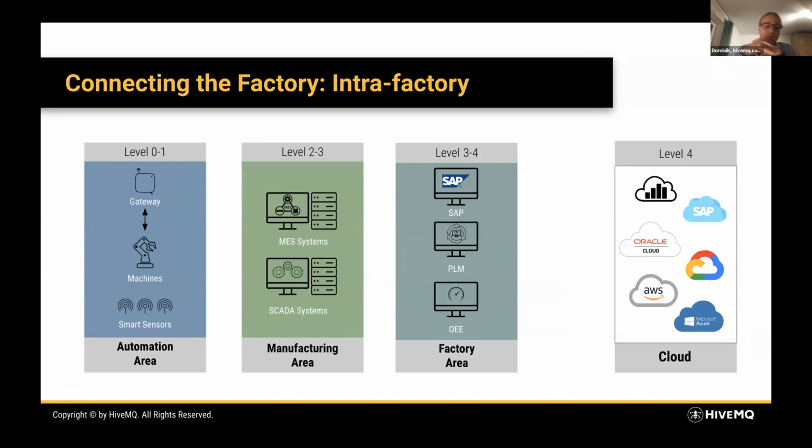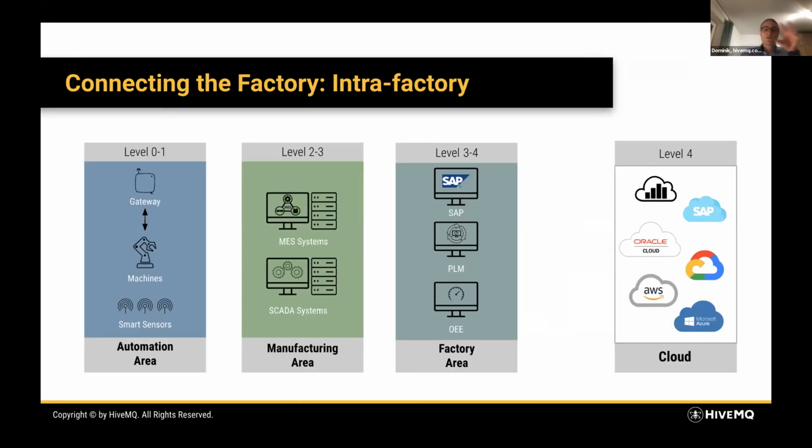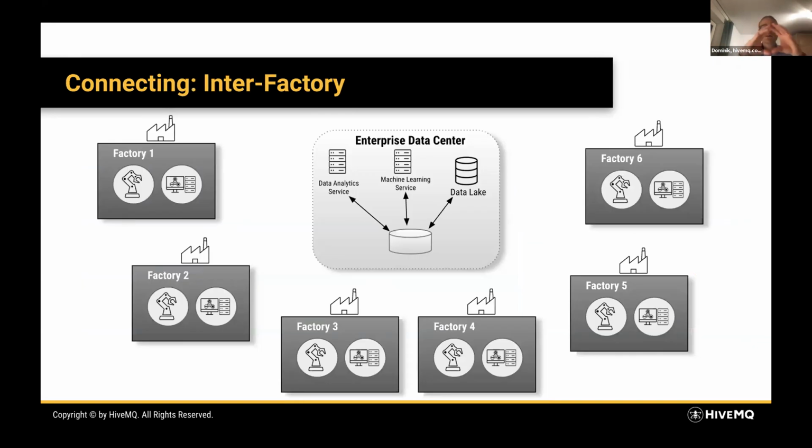So if we look at different areas in a factory, and of course this depends on the exact factory, but usually you have these different areas. We have the automation area, we have a manufacturing area, we have the factory area, and then nowadays you very often also have the cloud in here. This is something we want to talk about. So as a pattern one, how to connect things intra-factory, but also connecting things inter-factory.